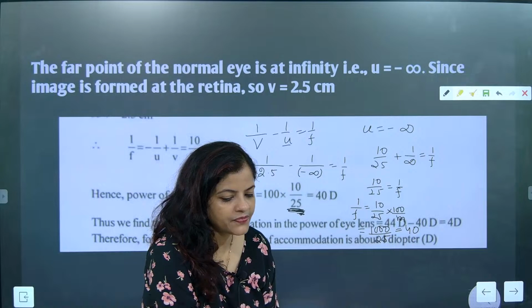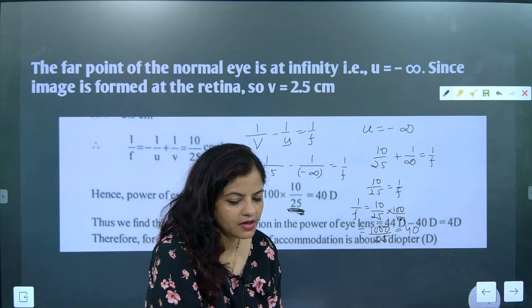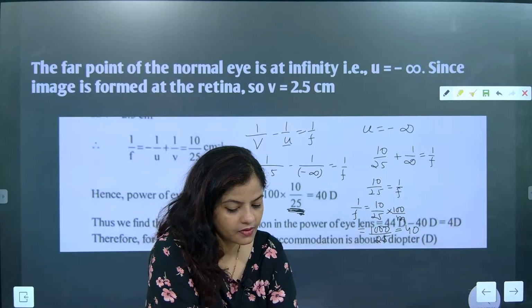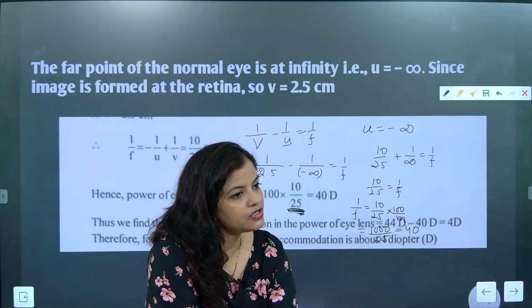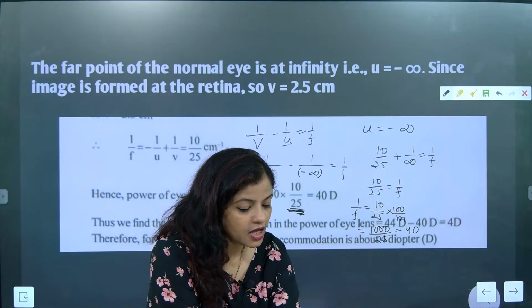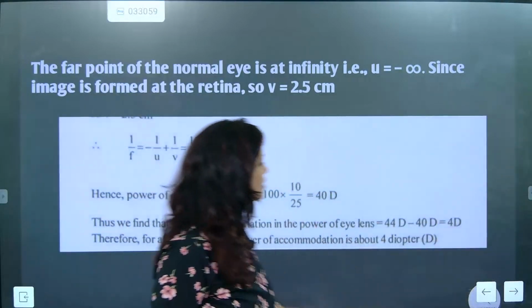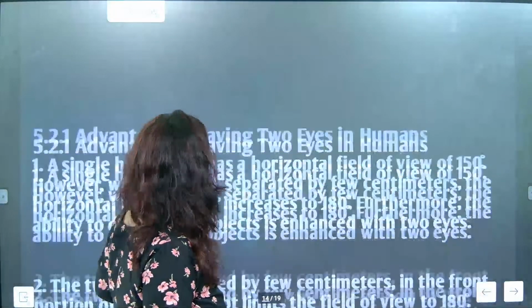Absolutely correct. Hira, good morning, beta. Good morning, Hira. I hope everybody understood this one, na beta? Understood nicely. So we are going to go for the next part. How was the class today? Did you learn nicely, beta?